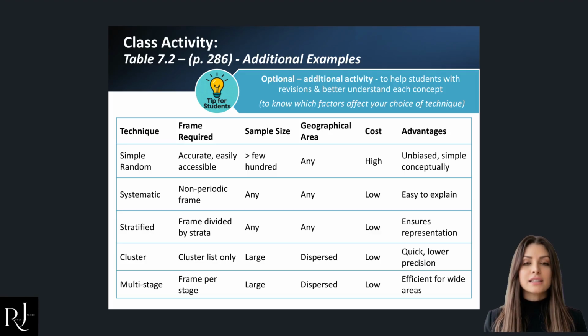To reinforce this, look at these additional examples. If you need an unbiased, simple concept and have a high budget, simple random is your go-to. If you need to ensure representation across different segments, stratified is best because it guarantees each stratum is included. If your population is dispersed over a wide area, multi-stage sampling is the most efficient choice despite its complexity.